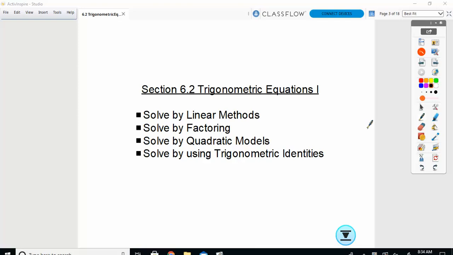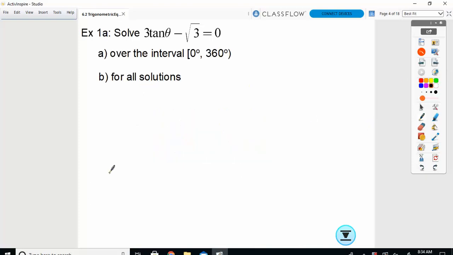Problems don't start with an inverse. So if I don't give you an inverse, we are talking about every time something happens. So let's say I ask you to solve this equation. We're going to give two different answers, but we're starting with 3 tangent of theta minus radical 3 equals 0. If I asked you to solve that for tangent, what would you do?